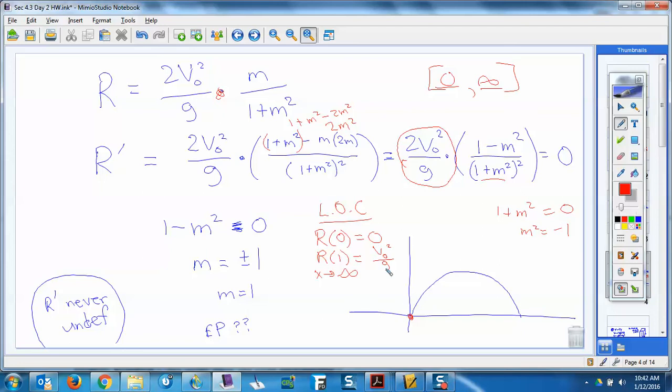You might say, wait a minute, gravity's negative. Well, they had that negative in the equation. So g is actually positive 9.8 here, and whatever your velocity is, squared. So it's just some positive value.